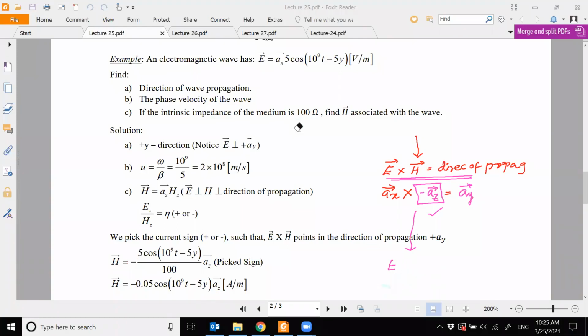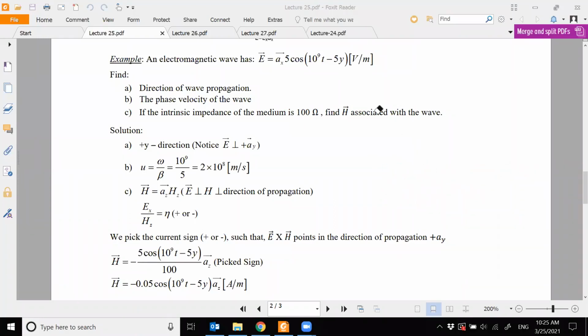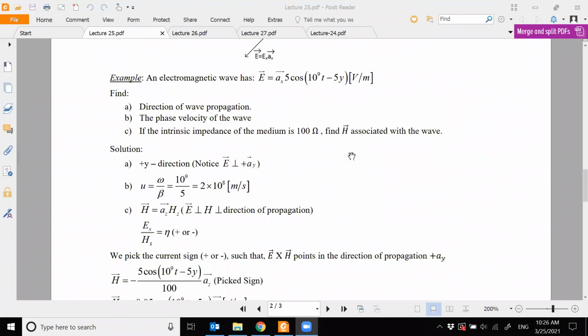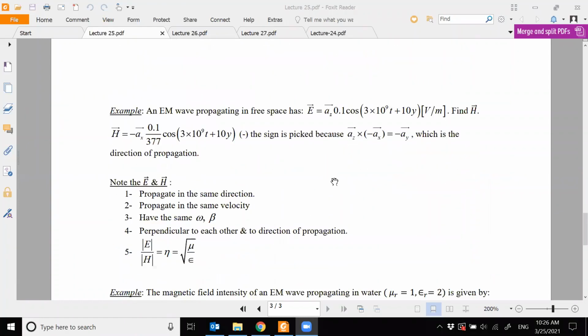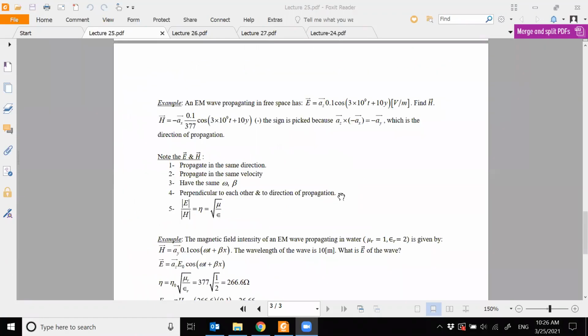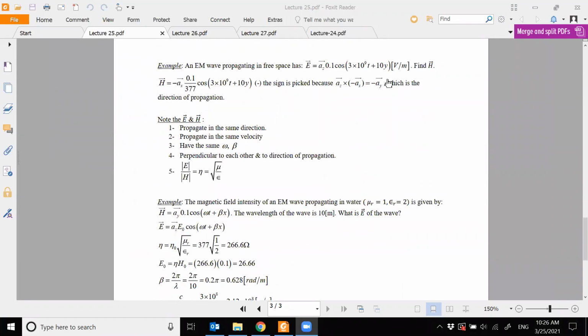So this is how you can find an associated field component when one field is given to you, by using this very important concept that E cross H will point to the direction of propagation. Here you have another example. We will just look at the direction of propagation.